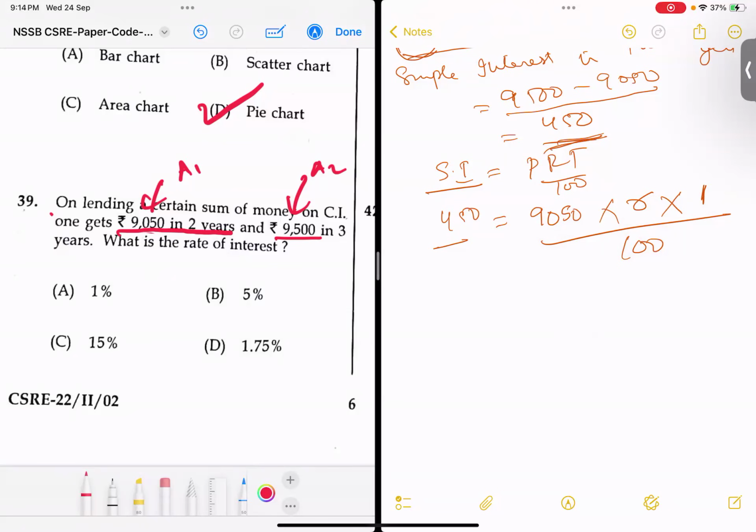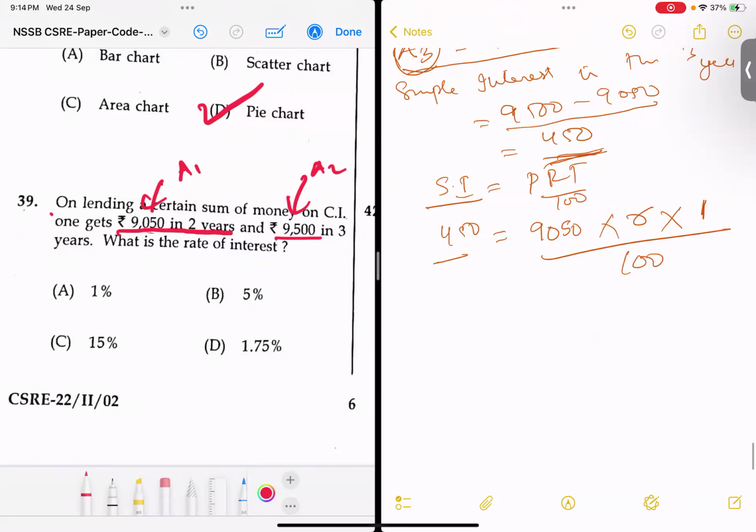So let me just go back once more. We all know that 450 was the simple interest, right? And this simple interest was for the third year, right? So for the third year, the simple interest is 450, right?